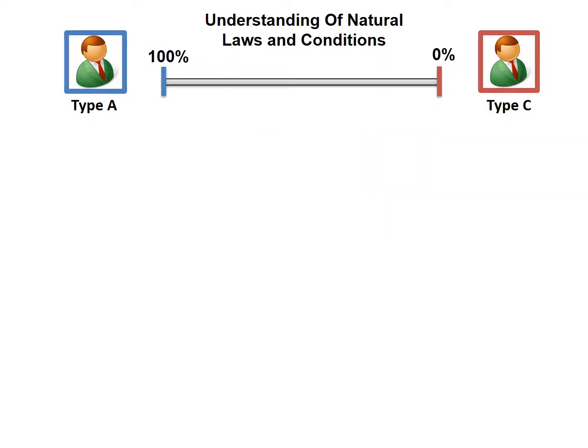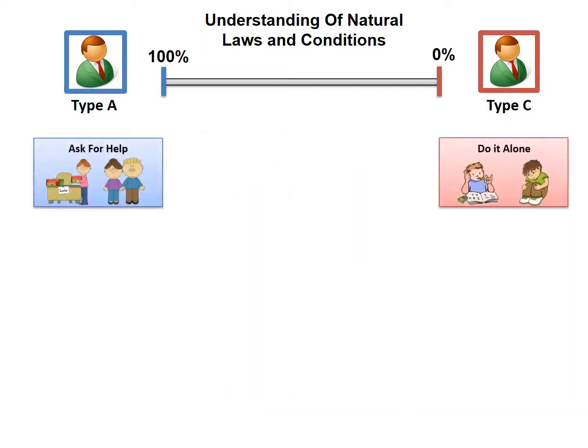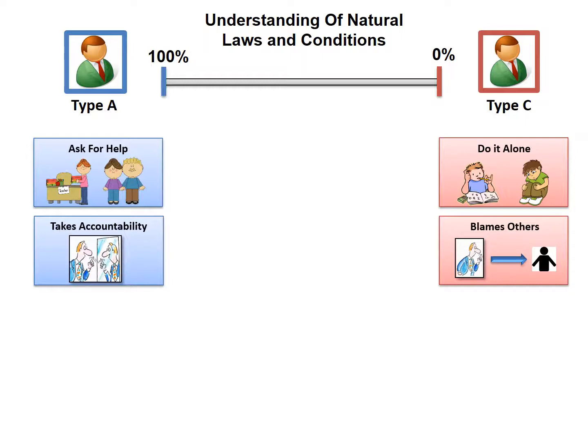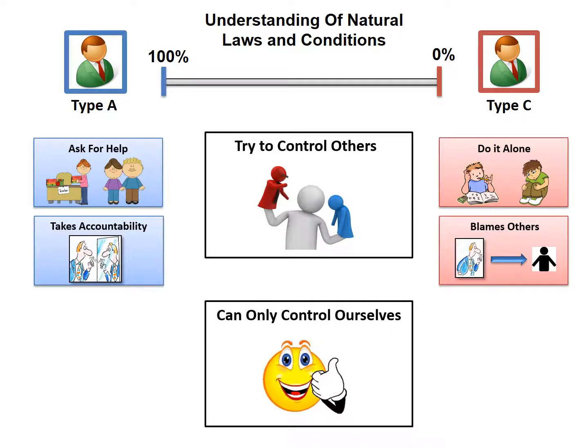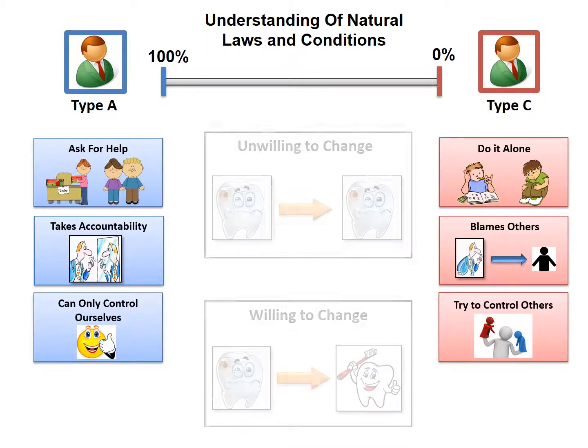Let's continue with more examples. Remember, you have to take a pair of opposite characteristics or actions. For example, who is more likely to ask for help? Who is more likely to blame other people? Who is more likely to try to control other people? Who is more likely to be unwilling to change?